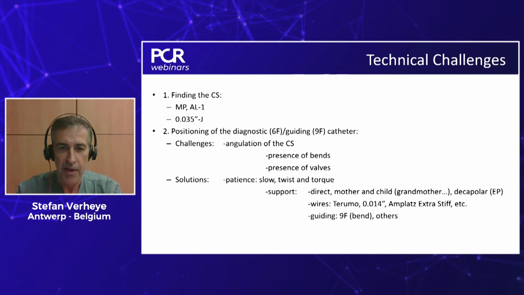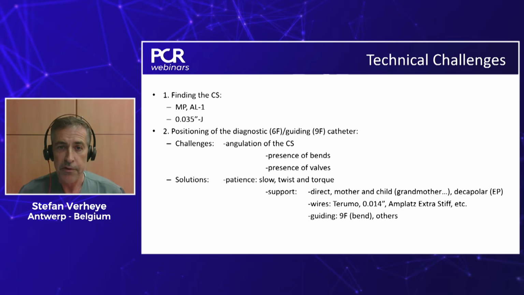Those are my conflicts. So basically, first of all, we're not familiar with it. We need to find the coronary sinus. How do we find it? First of all, we try to use a multipurpose. We give ourselves 3 to 4 minutes to find the coronary sinus using the multipurpose. Inject some dye. Have your 035J wire ready if need be.